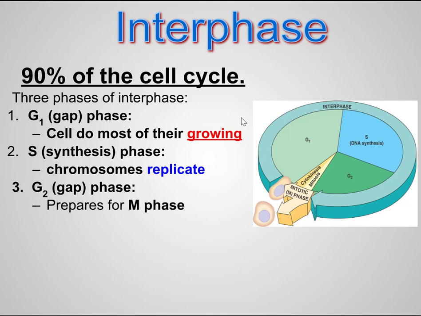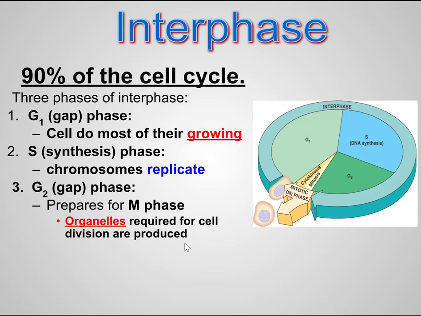In G1, the cell is doing most of its growing. In the S phase, our chromosomes are replicating, or copying. And then in G2, we are preparing for M phase, the mitosis phase. So we want to make sure that the organelles required for cell division are made and ready to go.